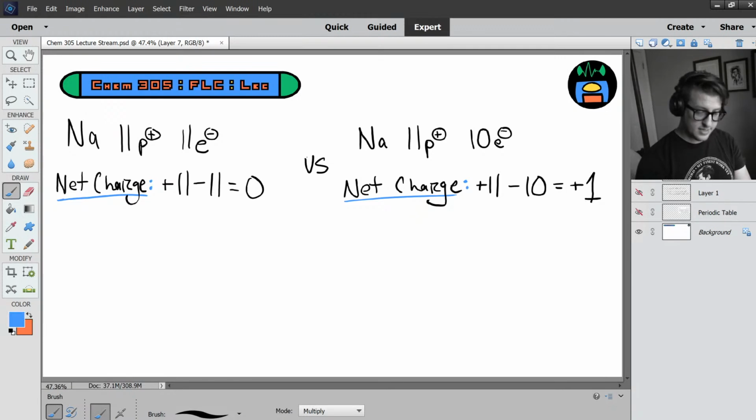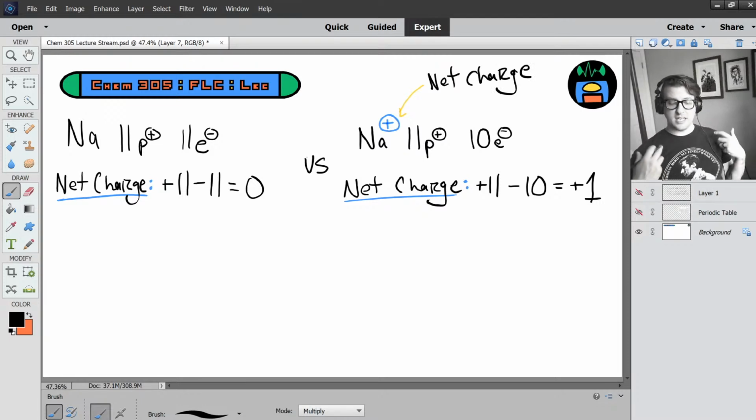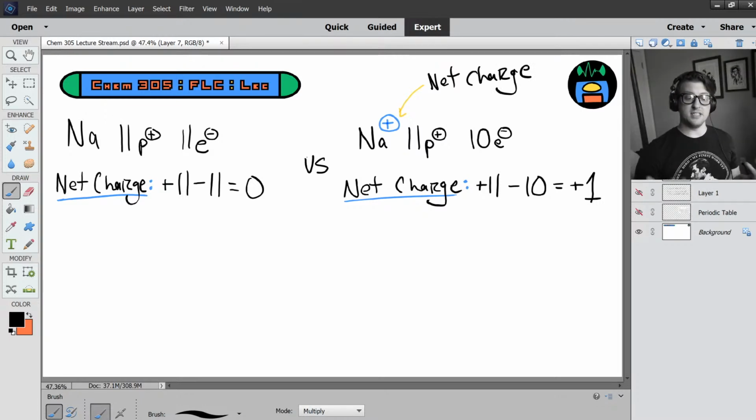So we write that net charge next to the elemental symbol. All right, this right here is the net charge. Now, there's actually 11 positive charges in this sodium ion, but because there are 10 electrons, 10 of the negatives cancel 10 of the positives, only one positive shines through. So that is where you write the net charge of your ion.